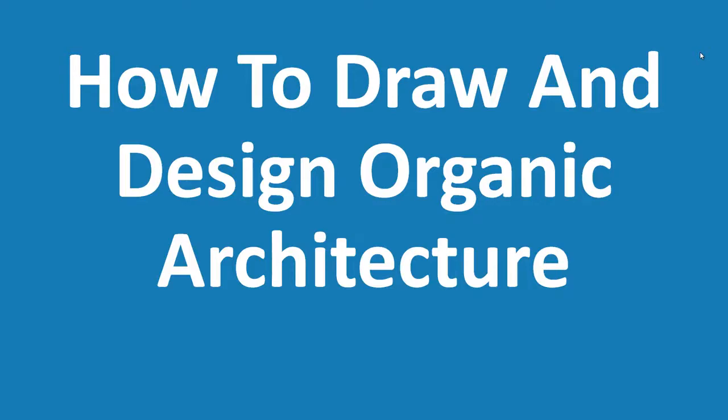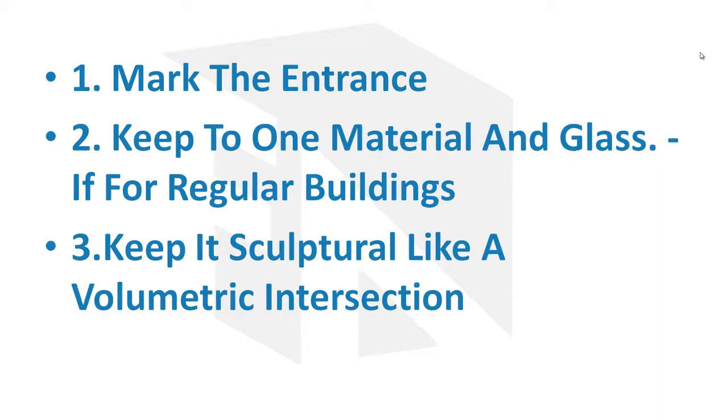Right. So how to draw and design organic architecture. Let's get to it. 3 principles. The same as all buildings, but in this context. So number 1, mark the entrance. Number 2, in this case, this is an exception to one material and glass. For regular buildings in these slides, for regular buildings, you've got 3 materials.